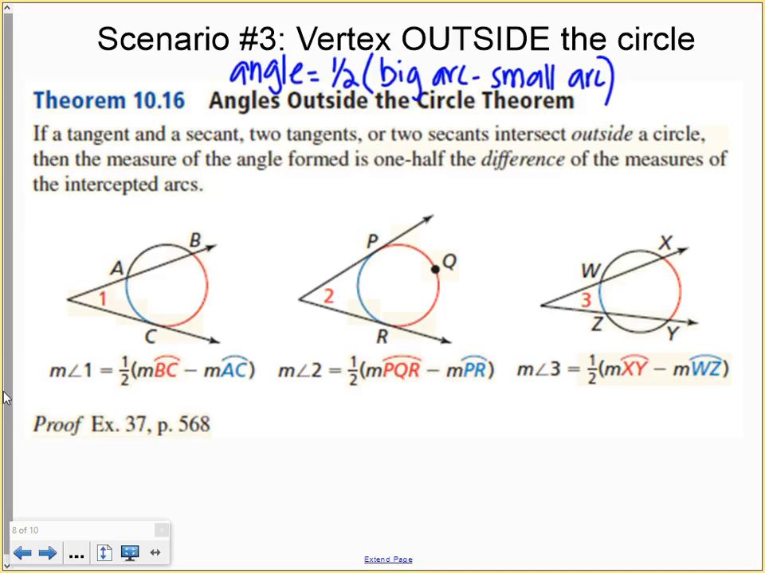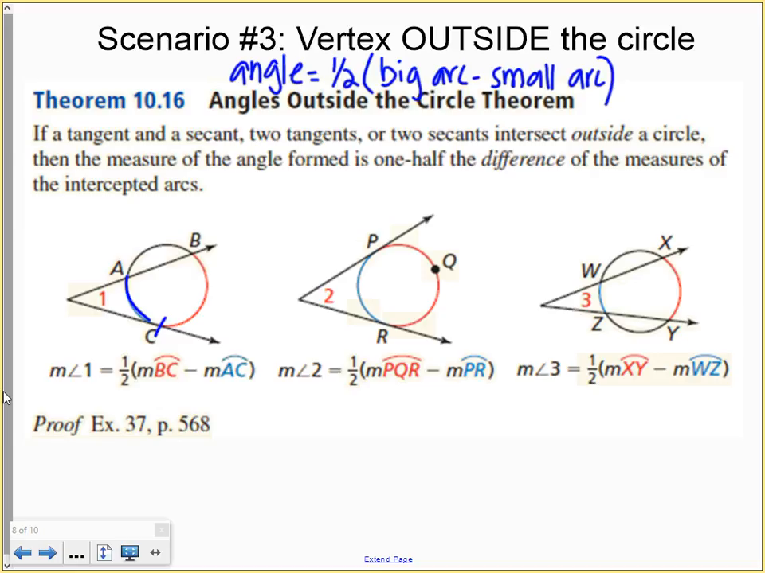Now, you have 3 different pictures here, but they all work the same way. The first picture on the left is when a secant and a tangent meet. So one side of the angle is inside the circle and one side of the angle is not. You still would take 1/2 the arc further away, so the red arc, minus the arc closest, the blue arc. And where they kind of separate is at that point of tangency.